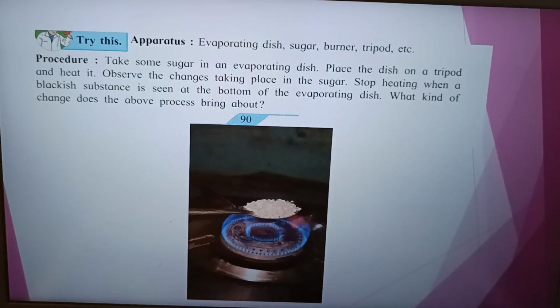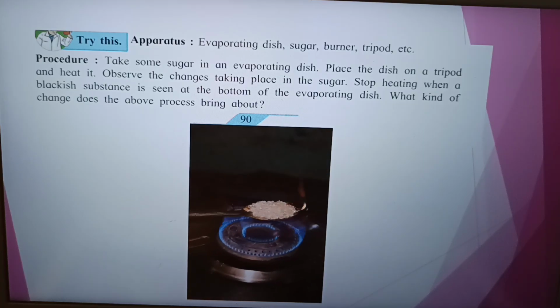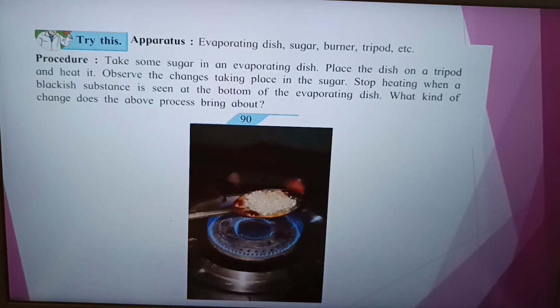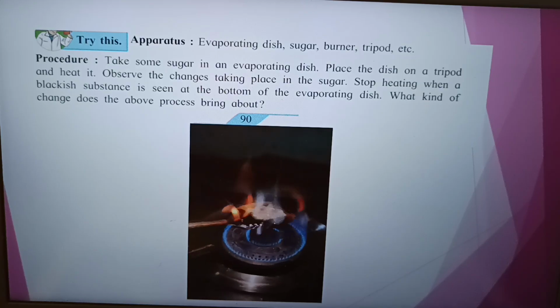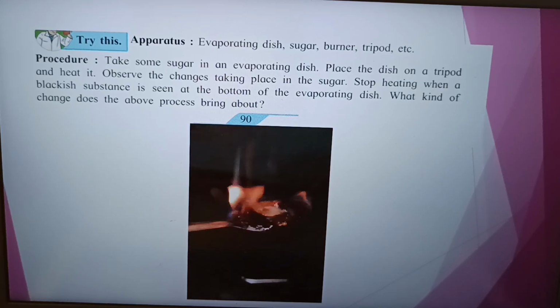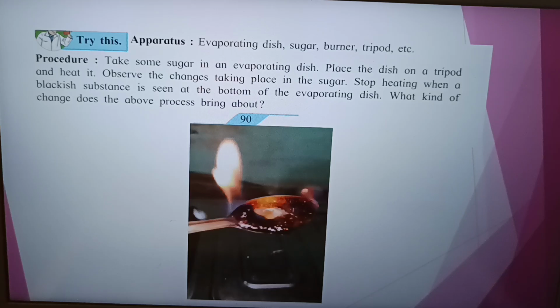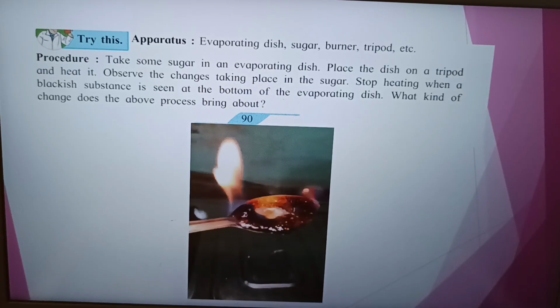Let's quickly see the video. When the sugar is burnt, you can see it is changed into a blackish substance. Nothing can be done out of it. Once it is burnt, you can't bring the sugar back to its previous form. Such a type of change is called a chemical change. Hope you have understood this clearly.